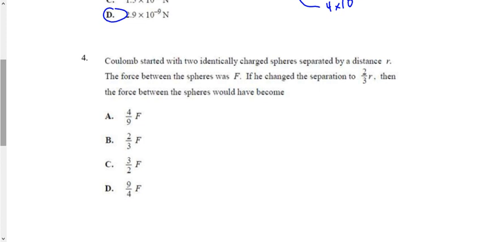And number 4, it says Coulomb started with 2 identically charged spheres separated by a distance R. The force between the spheres was F. Then he changed the separation to 2/3 of what it was before. What's the force on the sphere become? That's a question we haven't seen in a while now. We called that variable value changing back in the first unit, right? We did it with p is equal to m times v. That's an easier equation to deal with variable value changing because there's no squares involved. But the same technique that we applied then is what we're going to apply here now.